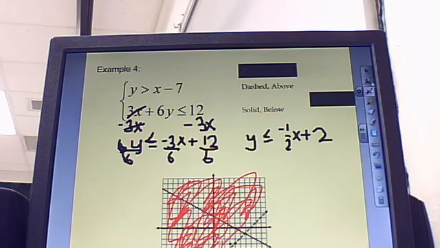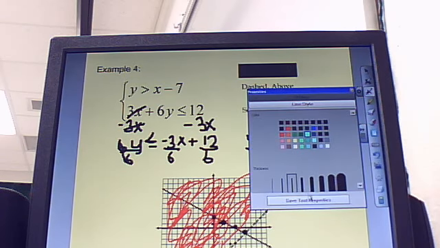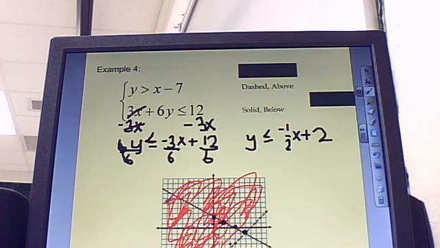My second line starts at 2, and that was this one right here. And my slope is negative 1/2, so I'm going to go down 1 and over 2. Down 1 and over 2. And continue on that pattern. Draw a solid line. And then, maybe if I hit save. Okay, and I want to shade below that line. So I'm going to shade here, everything below that solid line.